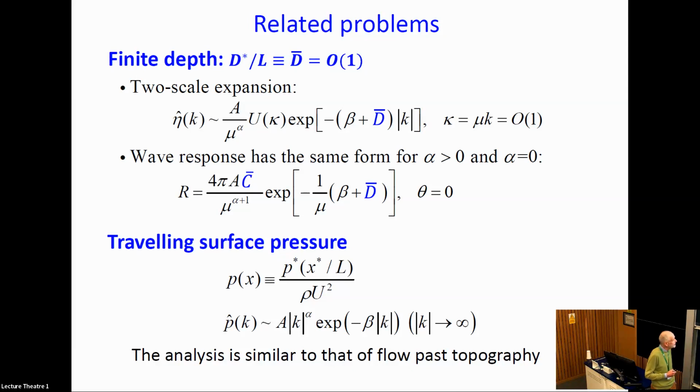Also, it's not surprising that you can do similar things if the forcing comes from a pressure which moves on the free surface. Same thing. The pressure is of this form, it depends on length scale L, normalized with rho U squared. The pressure Fourier transform, if you take it to be in this form, plays the role of the topography, and it's pretty much the same. The analysis is very similar to flow past topography.